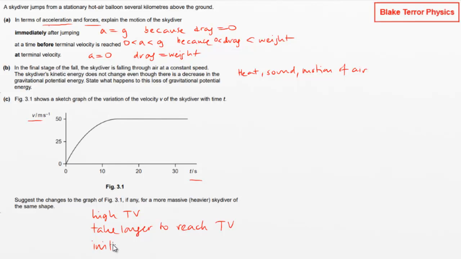Okay, the initial gradient will be the same because we're going to start off with our acceleration being g. So it's going to start off much the same, but it's going to take longer to reach a higher terminal velocity if that was your flat bit. So it might take longer, at a higher terminal velocity, same gradient at the beginning, that sort of thing. Right, so let's push on.